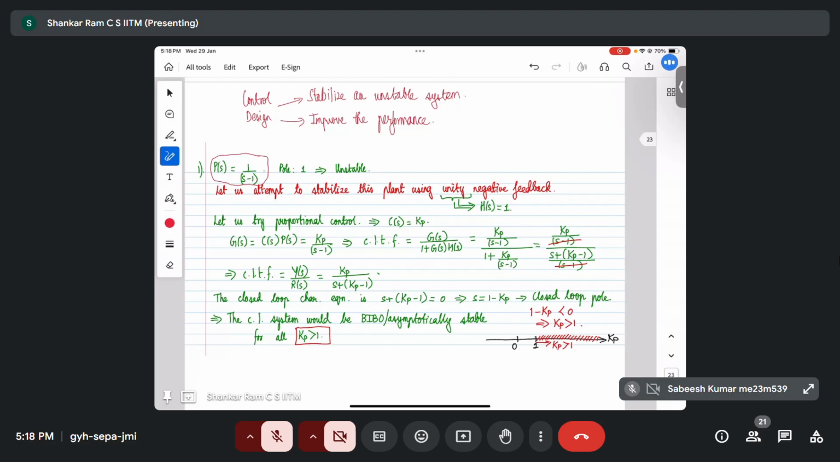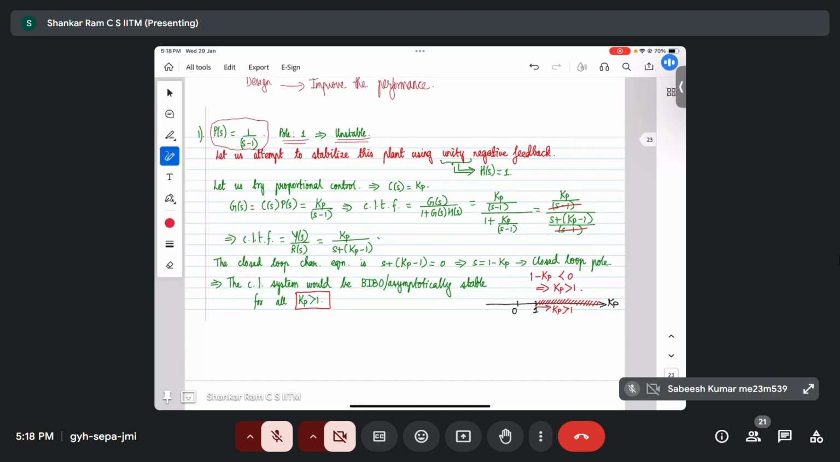Whose plant transfer function is 1 by s minus 1. We immediately see that the pole is at 1. So consequently, the system is unstable. Okay. So let us stabilize this plant using unity negative feedback.